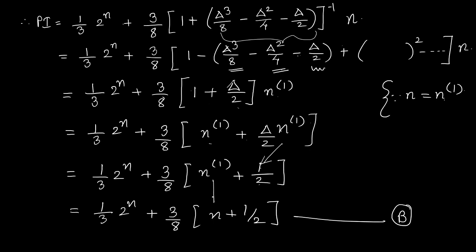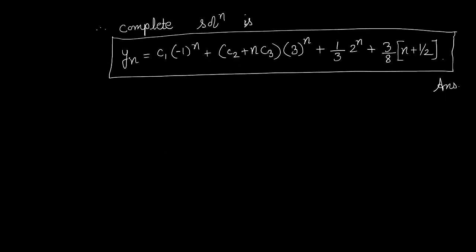Now again convert this n to the power 1 factorial in terms of n, and that is the required PI. Lastly, write down the complete solution yn equal to, this is the CF value, the first part, and this is the PI value.